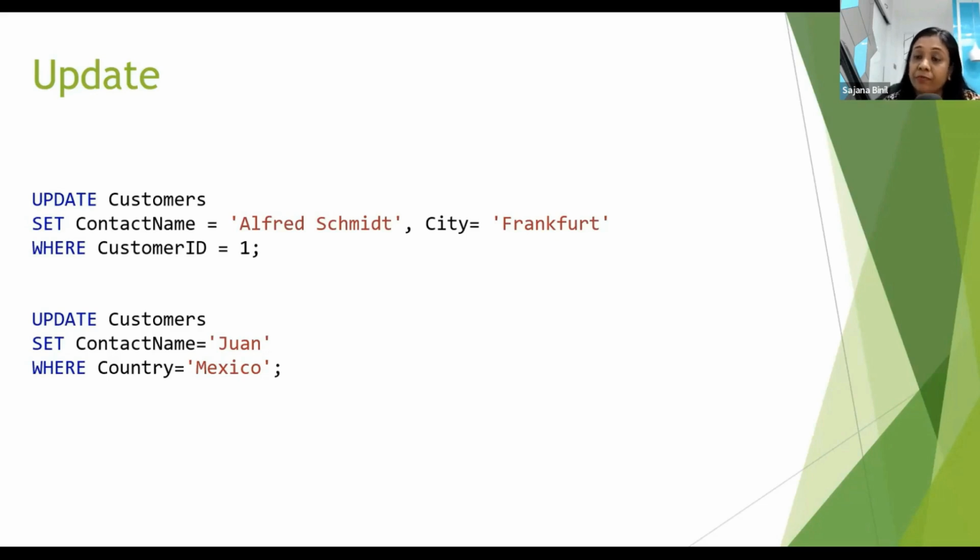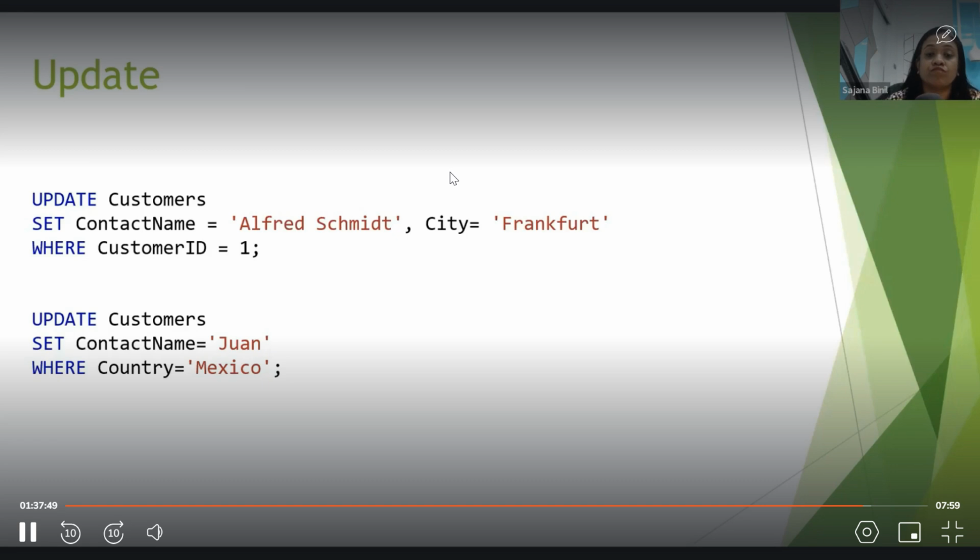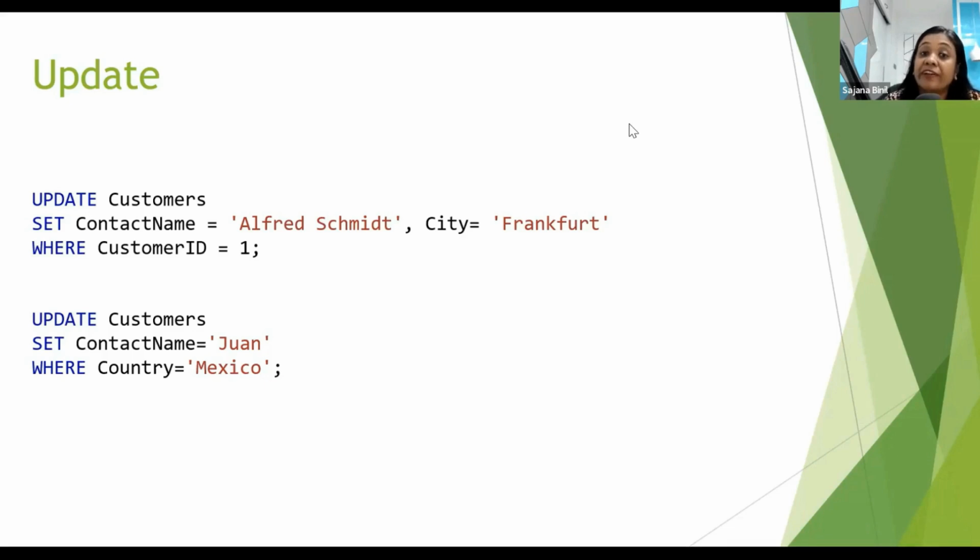And after that, you have to mention which column you want to update. So here I say SET contact name equal to Alfred, city equal to Frankfurt. So which two fields will get modified here, guys? Which two fields are getting modified in the first query? Yes, in the first query, contact name and city are getting modified.